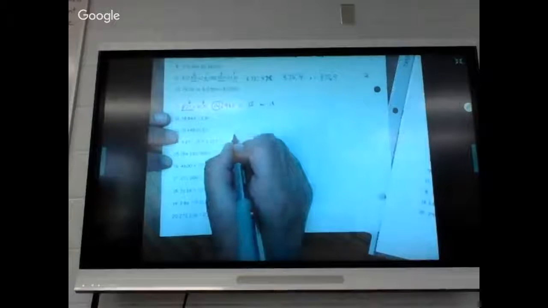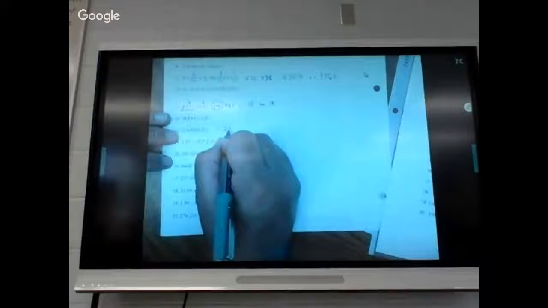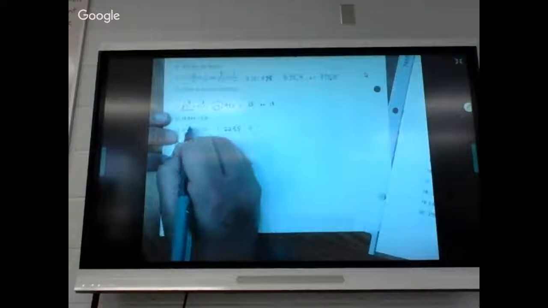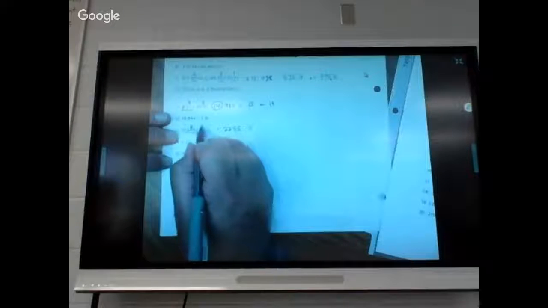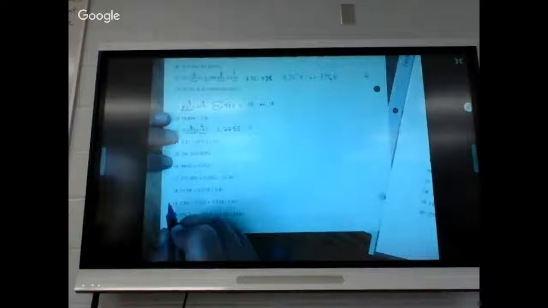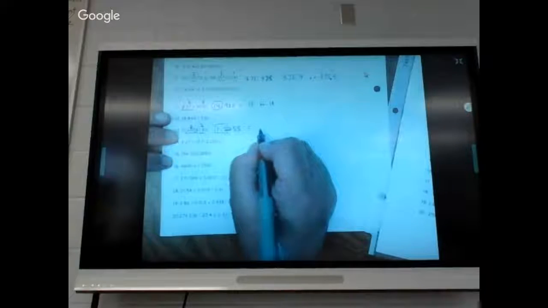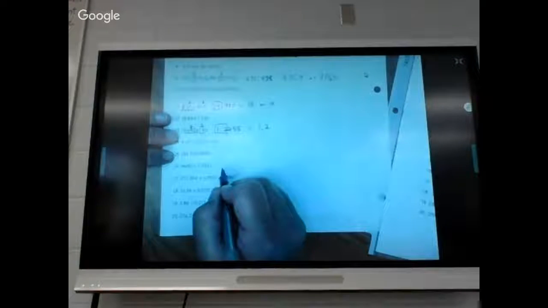Number 13, 1.2255. We have 3 significant digits, 2 significant digits. So I only want 2 in my answer. These are the first 2 significant digits, so 1.2.